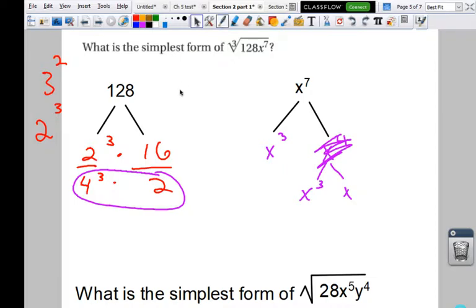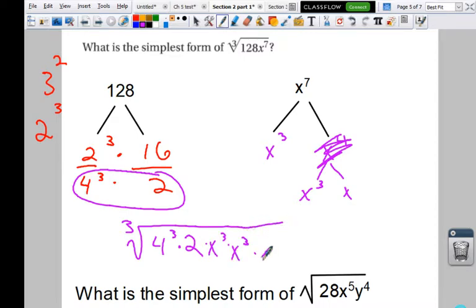Alright, so I'm going to rewrite my cube root to be 4 to the 3rd times 2 times x to the 3rd times x to the 3rd times another x. We are almost done. What's going to get kicked out? The 4 is going to get kicked out, and then an x, and then another x, right?